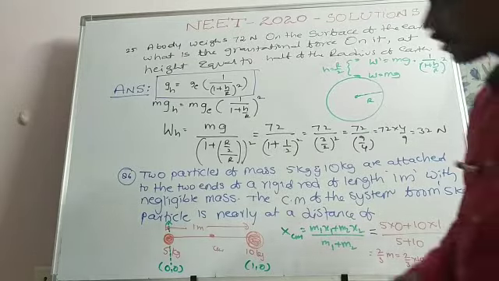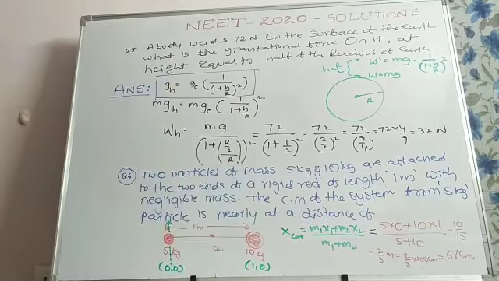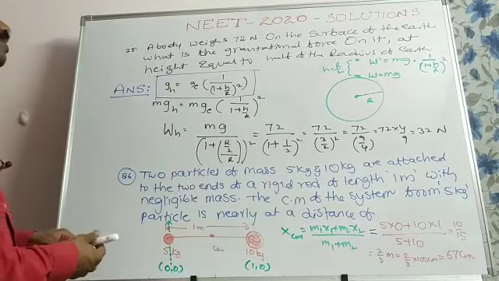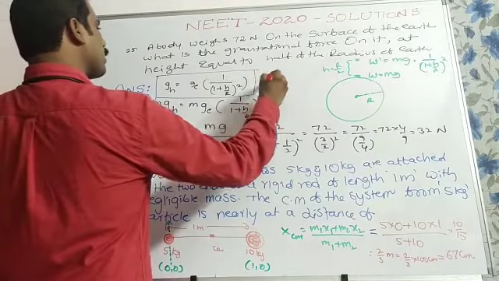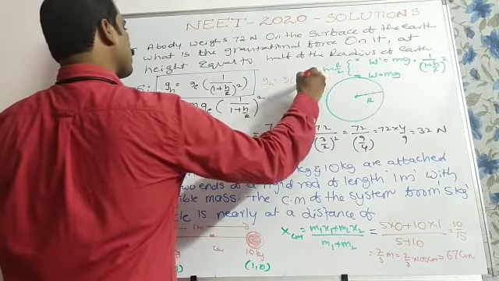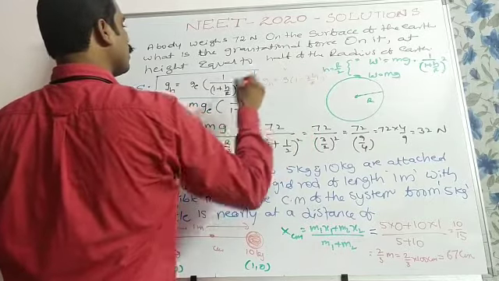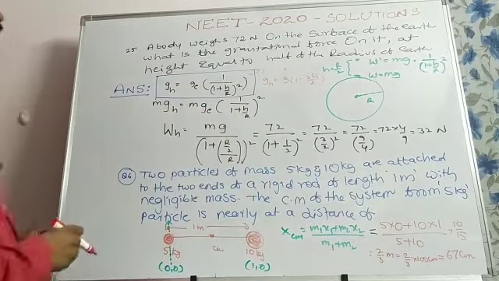See here, we know the expression: gh is equal to g into 1 plus h by r, the whole square. If it is simplified, we get gh is equal to g into 1 minus 2h by r. Of course, it's not needed now. So this is the expression we have to take.